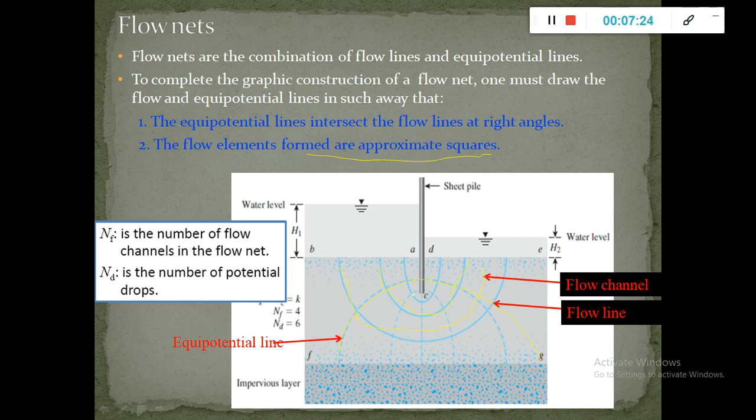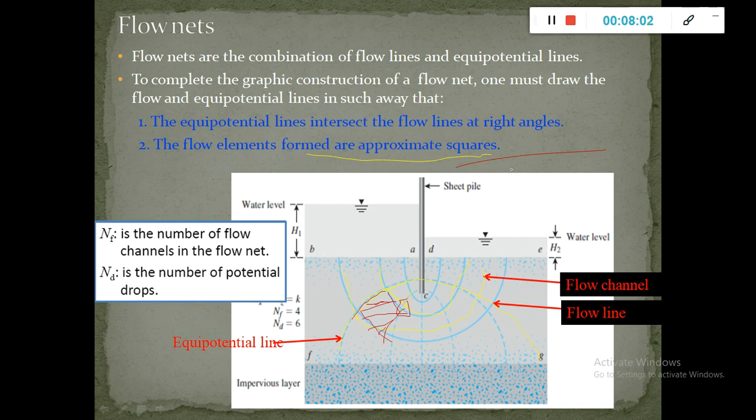So the intersection between two flow lines and two equipotential lines, let me change my color so that it will be clear to you, this particular part, the intersection between two flow lines and two equipotential lines, is known as a flow element. And remember, the angle between the flow lines and the equipotential lines is 90 degrees.